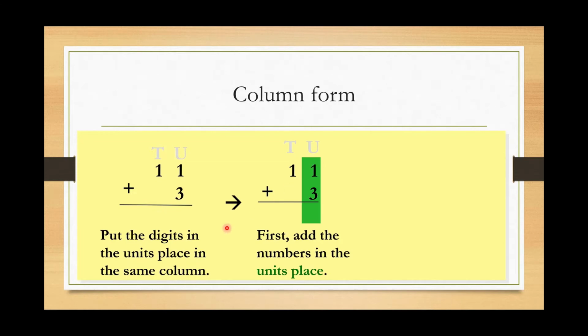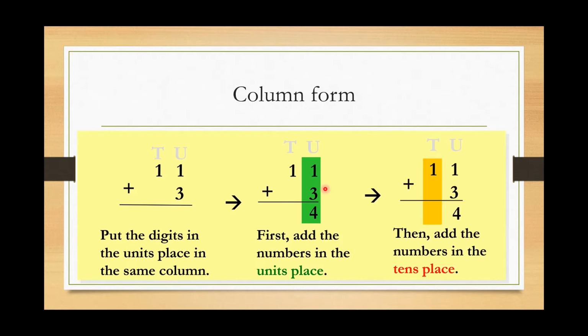The next step is we need to add the numbers in the unit place. Here we have 1 plus 3, which gives you 4. And the last step, we need to add the numbers in the tens place. Here we have 1 plus nothing. So that gives you 1. That 1 in the tens place actually means 10. So I have 10 and a 4. That gives you 14, which is the same as the answer that we get from counting or using the abacus.